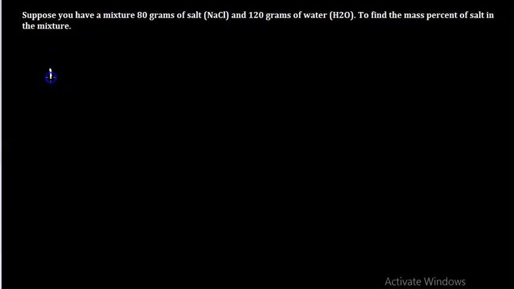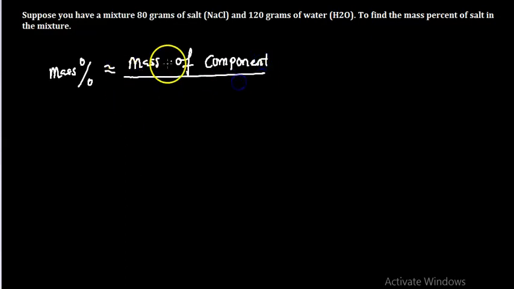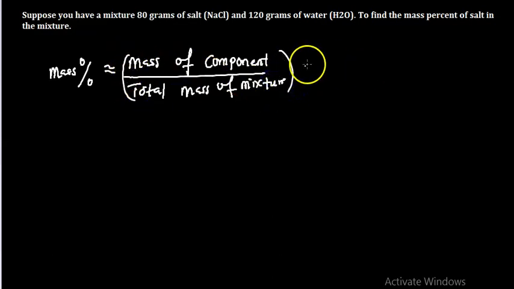Let's see how this formula looks. Let's say this is mass percent. This is simply going to be the mass of component divided by the total mass of mixture, and we are going to multiply everything here by 100.